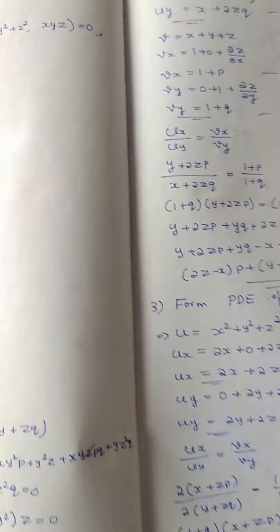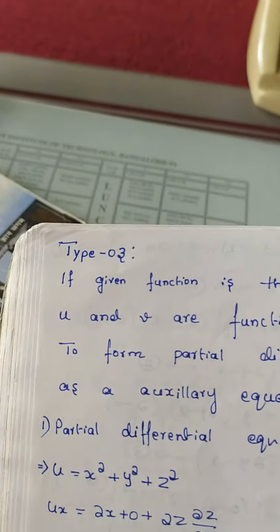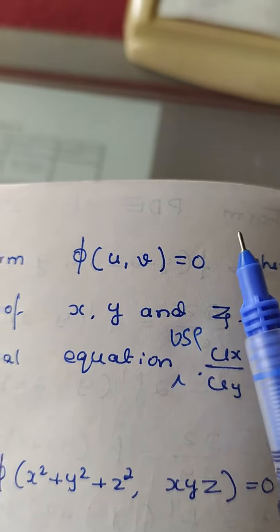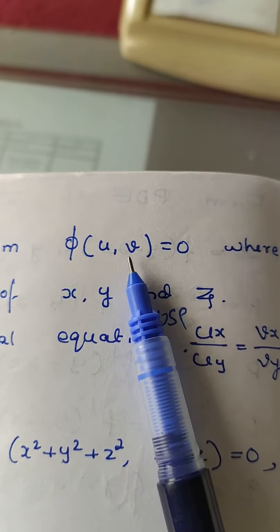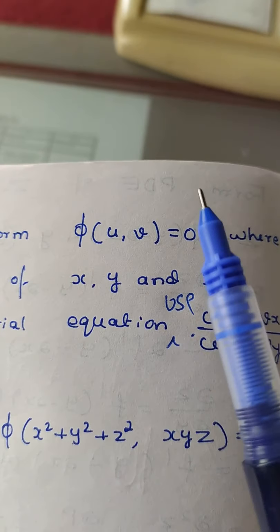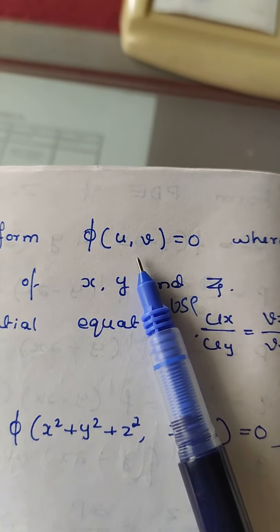Okay, next come to type 3. Type 3 is formation of PDE in the form of phi of u comma v is equal to 0. Here u and v are functions of x, y and z, all the 3 variables. X and y are independent variables. Z is dependent variable. Okay.